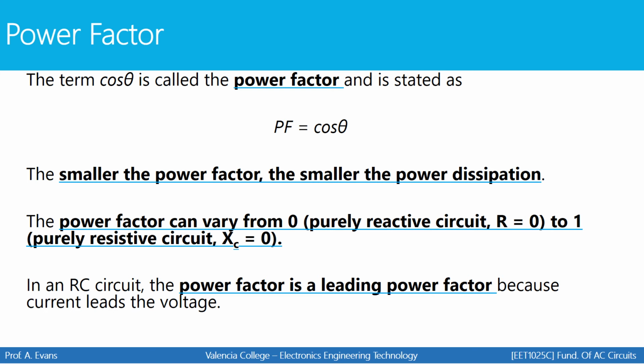So this is the power factor, and it's used to study power dissipation in a circuit. We can build the power triangle in order to determine the power factor, but we can also calculate it manually by making circuit calculations. So you'll see that in an example. In an RC circuit, the power factor is a leading power factor because the current leads the voltage. So RC circuits, we have what's called a leading power factor.